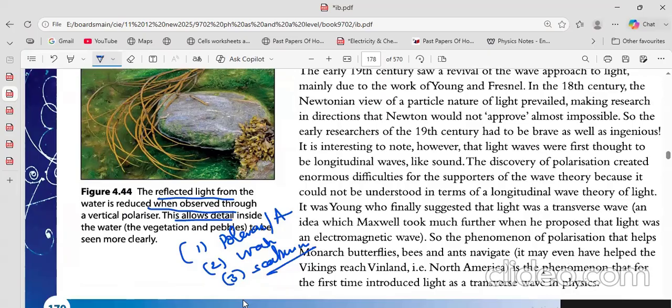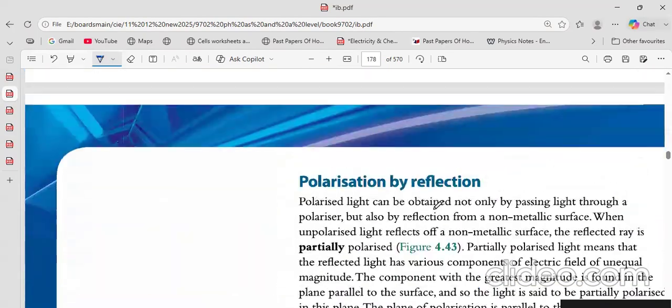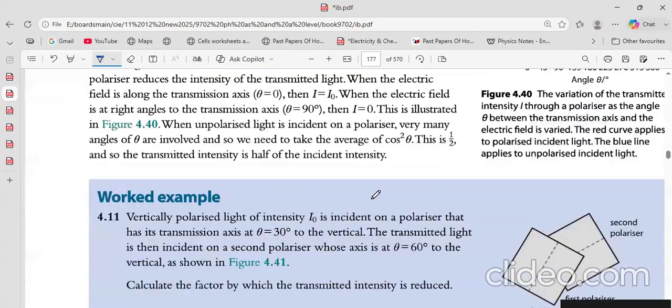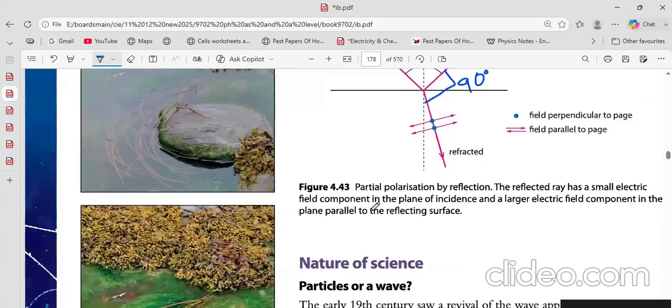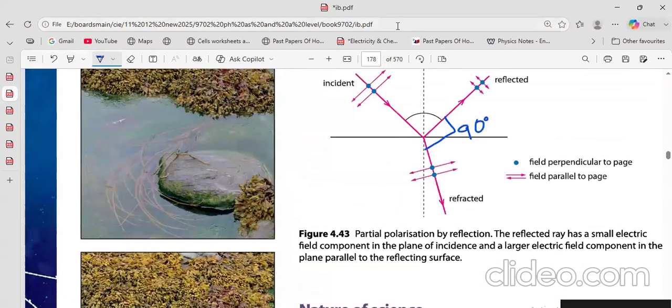Scattering of light by dust particles, polarizing when it reflects on the surface of water, polarizer and analyzer. Okay.